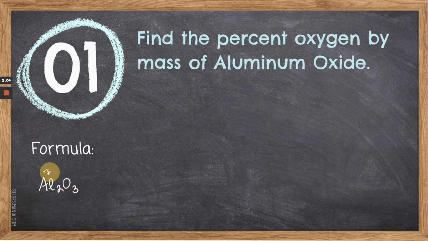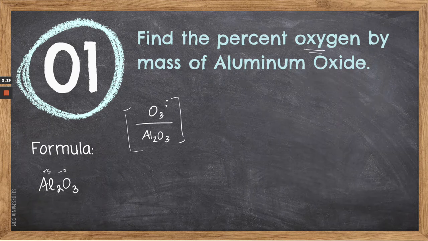Al2O3, right? We got that from crisscrossing the charges. And since I want to know about the oxygen, I'm going to put all of the oxygens over top of the entire compound. So this is what I'm kind of thinking I need to be doing. Okay, but I need to do it by mass. So by mass means that I'm going to take the mass of oxygen times 3, and I'm going to put that on top, and then I'm going to put all of this added up on the bottom. So I know that would be 16 plus 16 plus 16, which I believe is 48, right?